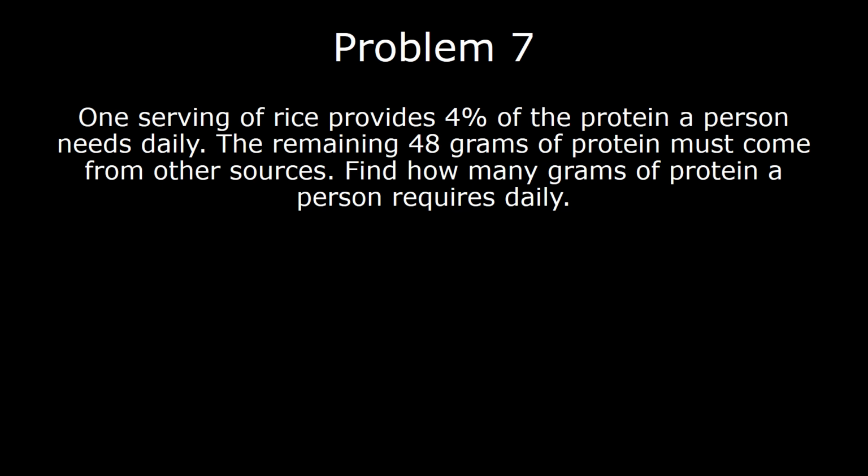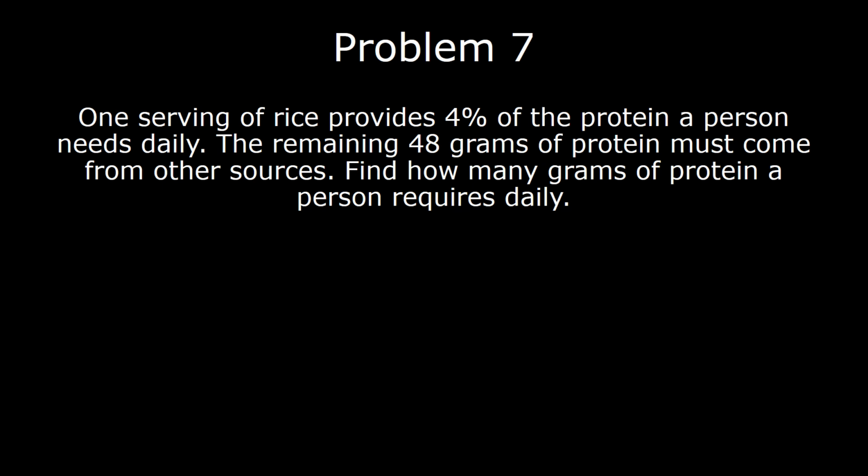We have been told that 4% of the total protein requirement is fulfilled by 1 serving of rice, and the remaining 48 grams comes from other sources. And we need to find the total protein requirement in grams. So the remaining comes from other sources, but if 4% comes from rice and in total we always have 100 percent, the remaining means nothing but 100 minus 4, that is 96%.